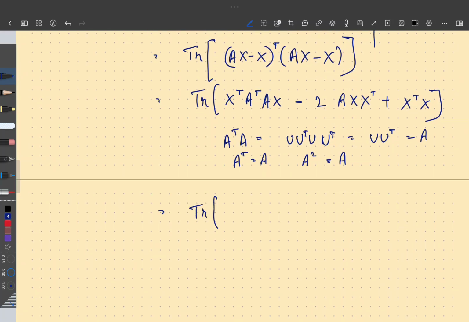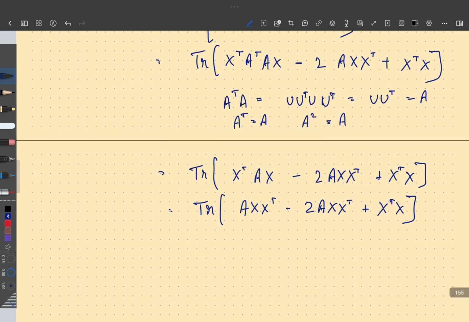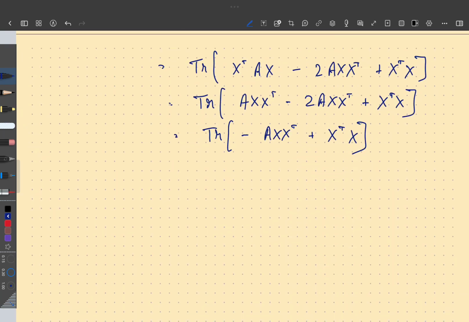So this is equal to trace of X transpose AX minus 2AXX transpose plus X transpose X. Well, trace of AB is the same as the trace of B times A. So this is AXX transpose minus 2AXX transpose plus X transpose X, minus AXX transpose plus X transpose X, right?